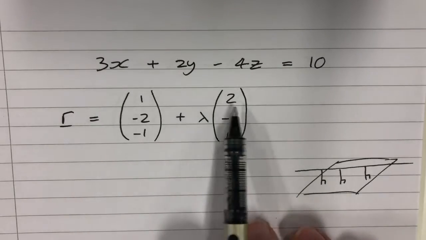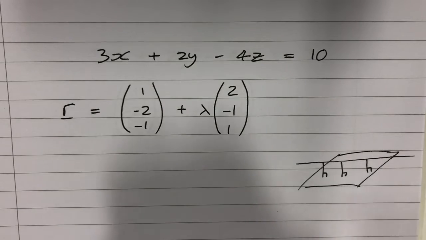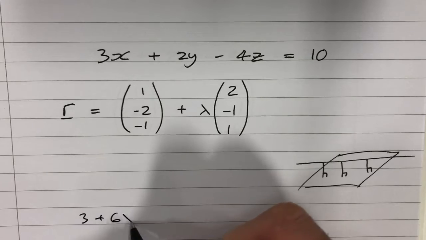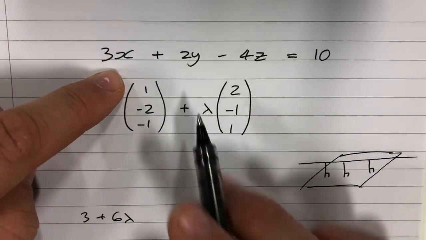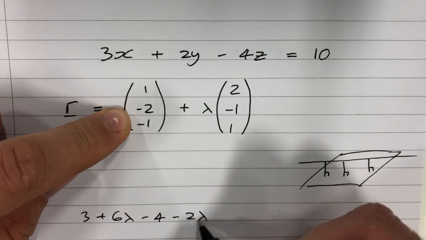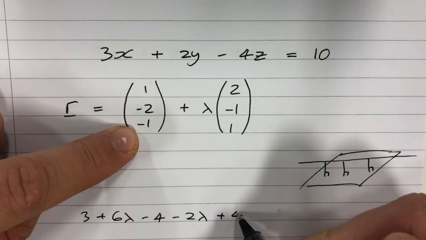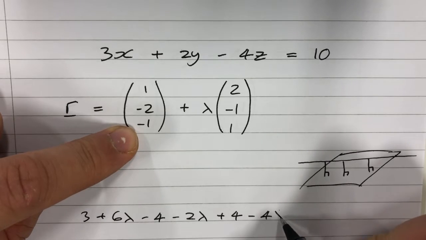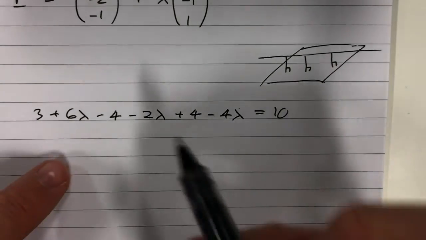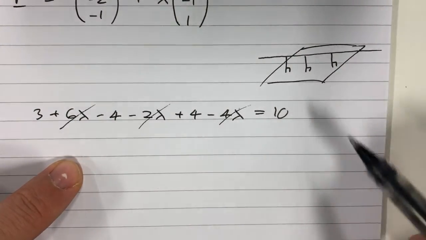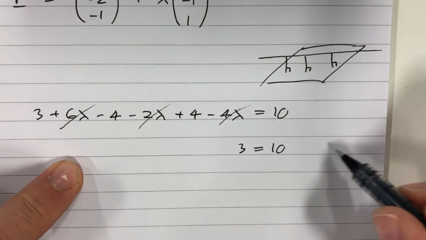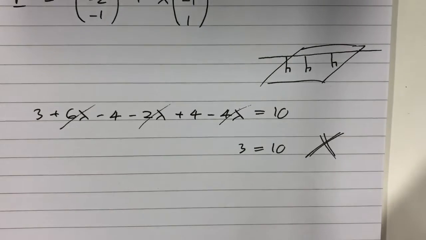So I'm going to take my definitions of x and y, and again I'm going to plug it into this equation. So x is 1 plus 2 lambda, so it's going to be 3 plus 6 lambda, so I want 3x. Plus 2y, so it's going to be minus 4 minus 2 lambda, and then minus 4z, so it's going to be plus 4 minus 4 lambda, and that's going to equal 10. So again, it's a linear equation in lambda, except that this time 6 lambda minus 2 lambda minus 4 lambda, they all cancel out. And I'm left with the equation 3 equals 10, which is clearly a contradiction.